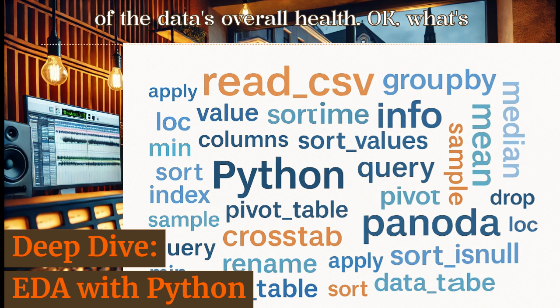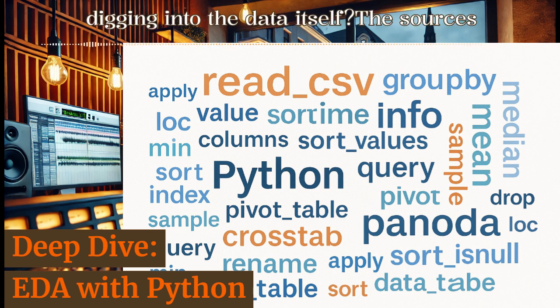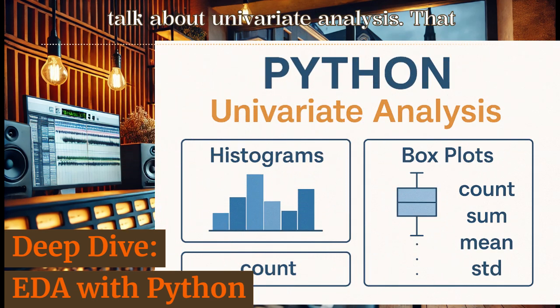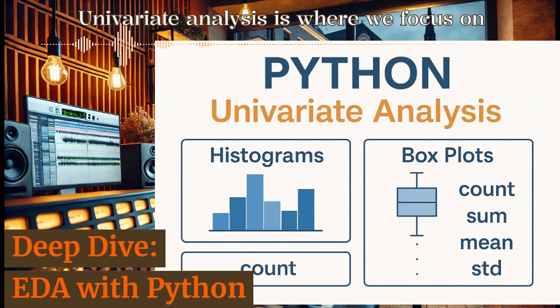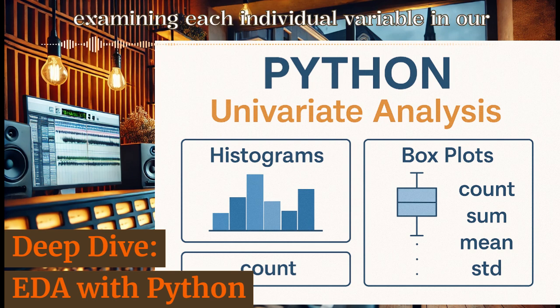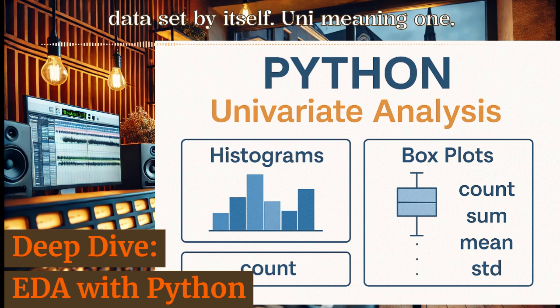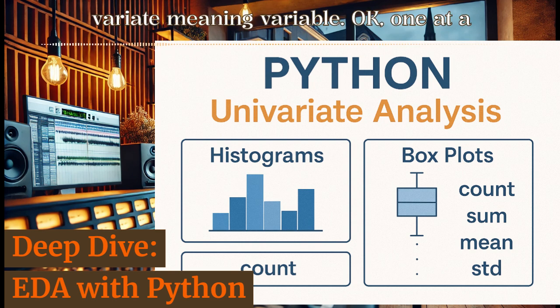Okay. What's the next phase in actually digging into the data itself? The sources talk about univariate analysis. That sounds like we're looking at one variable at a time. That's precisely it. Univariate analysis is where we focus on examining each individual variable in our data set by itself. Uni, meaning one, variate, meaning variable. Okay, one at a time.